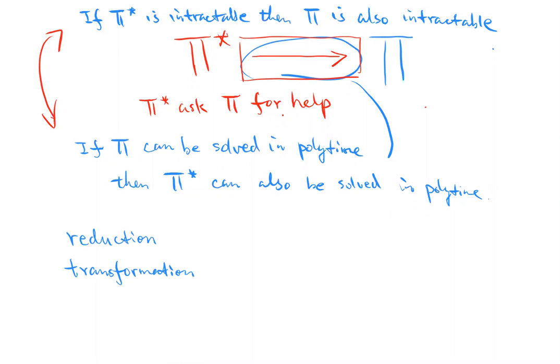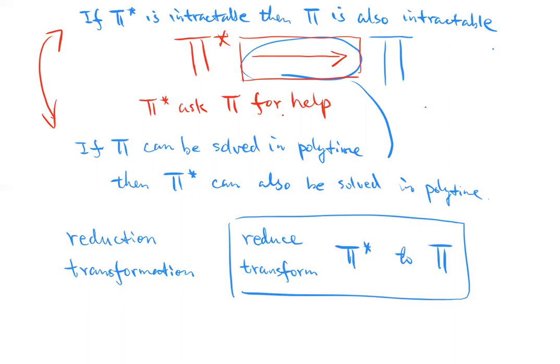So what happens is we reduce or transform pi star to pi. So what this call means is we reduce this difficult problem pi star to your problem pi. We have seen it when we try to solve a problem. We reduce a problem to a different problem. For example, two-set problem. In order to solve two-set problem, we reduce it to a strongly connected component problem in a digraph. So that's a reduction or transformation.